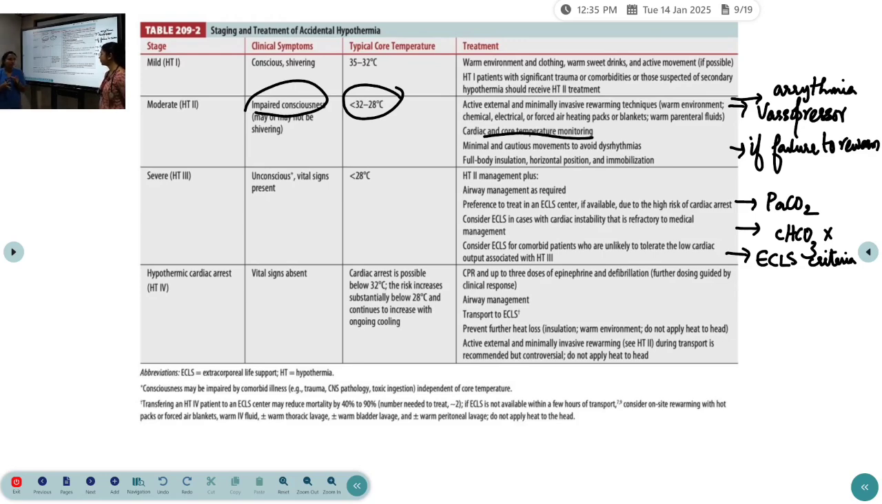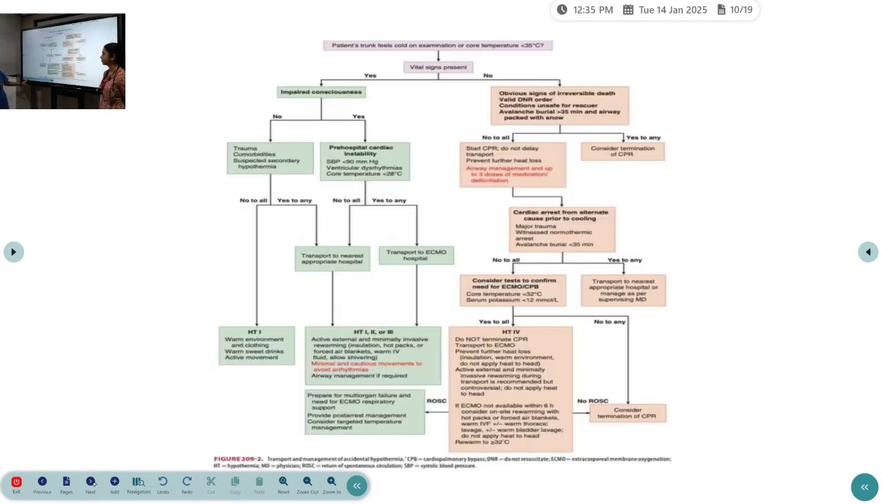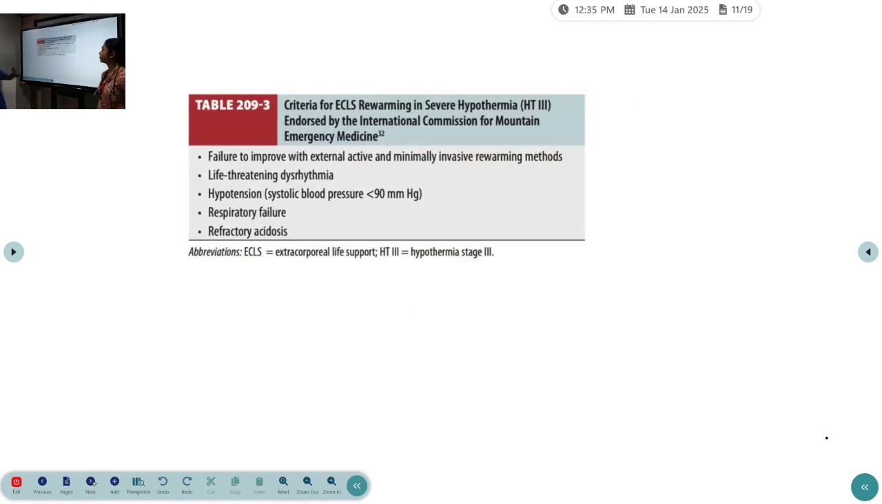So when should we give ECLS to the patient in severe hypothermia? We have some criteria: if there is a failure to improve with the external active and minimally invasive rewarming methods, if there are life-threatening dysrhythmias, if there is hypotension, that is systolic BP less than 90, if there is respiratory failure or any refractory acidosis, in these cases we will prefer ECLS, and we will be shifting the patient to an ECLS center.